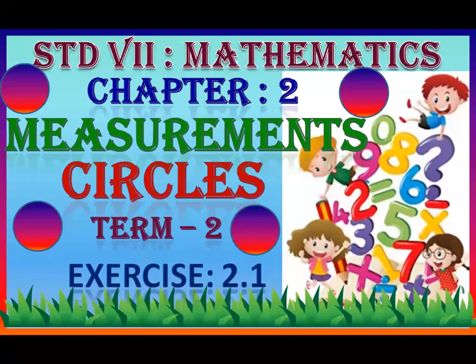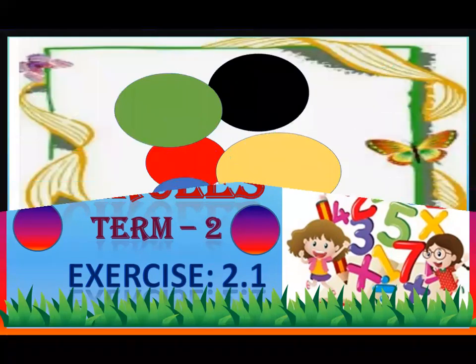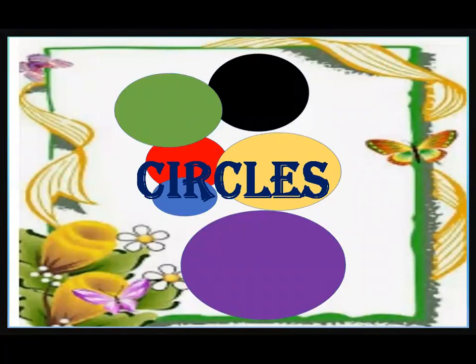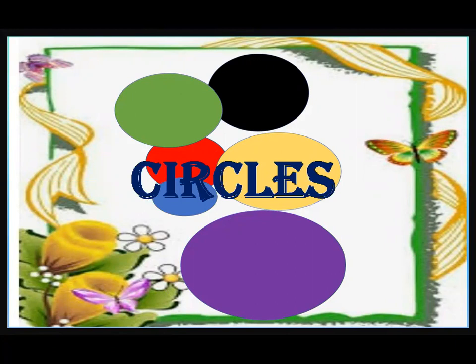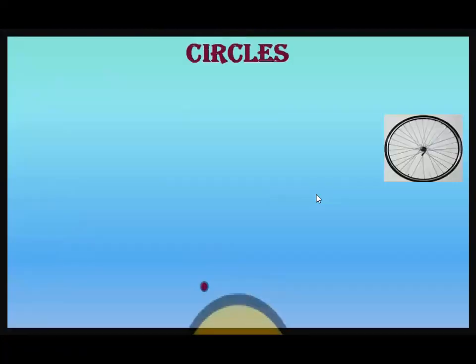Today we are going to learn Standard 7 Mathematics Chapter 2 from Term 2. The topic is measurements and we are going to learn about circles. So let's see a few definitions about circles. We all know that circles have no edges. So we are going to learn about circles.